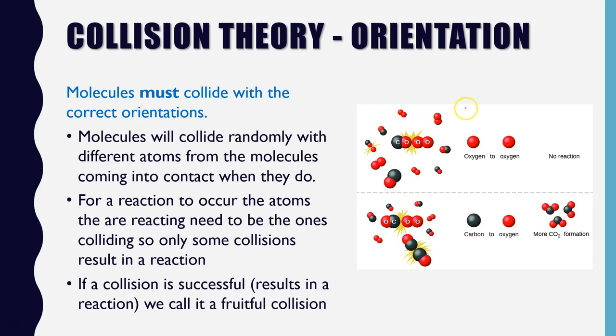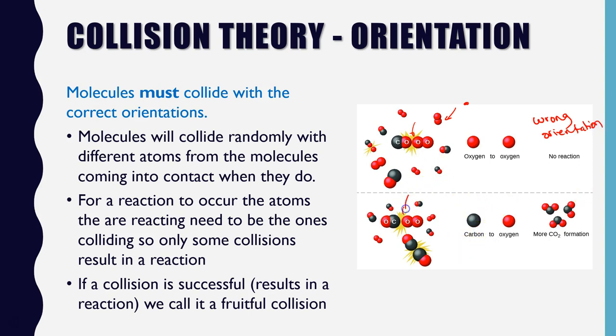If we look at this mixture here where we have carbon monoxide and oxygen, here we've got another oxygen molecule. If we get oxygen colliding with oxygen here, there's no reaction going to occur. So that doesn't have the right orientation. It has the wrong orientation. In order for this reaction to occur, we want a reaction to occur between carbon and oxygen.